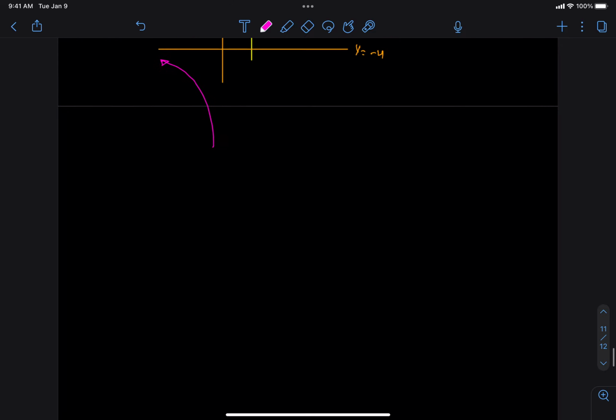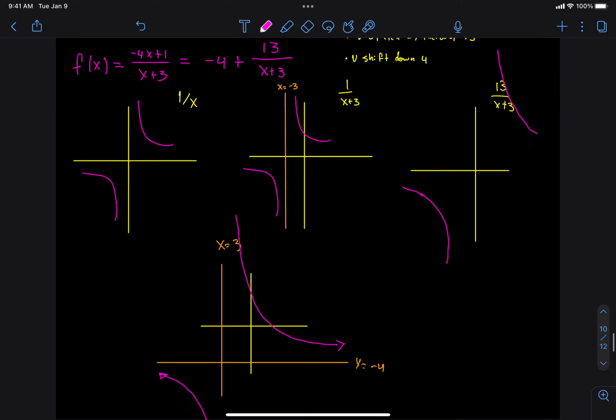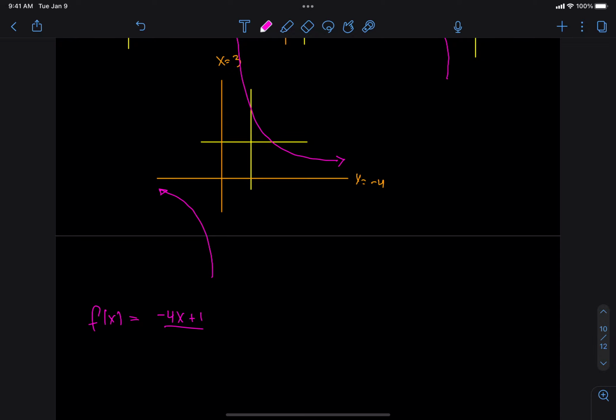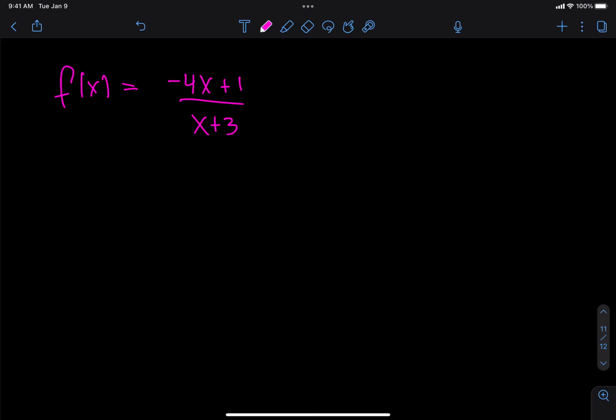Let's see how we would graph this normally. Well, f of x equals to what? It equals (-4x plus 1) over (x plus 3). We can immediately identify all of our things. What are our zeros? Our zeros are going to be when the numerator is 0. So in this case, the numerator is 0 when x is a fourth. And then what do we have? We have a vertical asymptote at x equals -3.